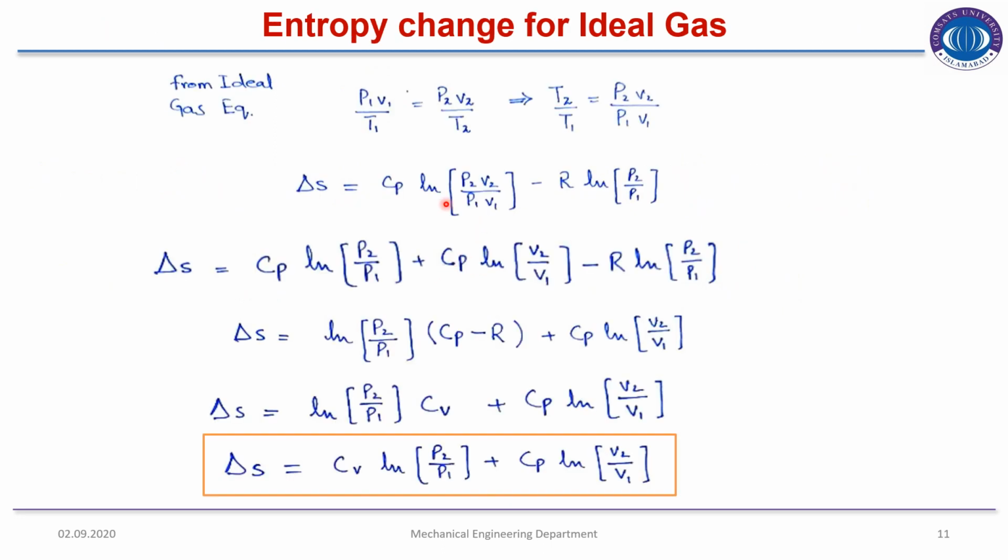So now we will find a relation for change of entropy for ideal gas that does not contain the ratio of temperature. From the ideal gas equation, we have P1 V1 over T1 is equal to P2 V2 over T2. Basically we have the relation PV is equal to MRT. So M and R are constant, so their corresponding ratio will be the same. Solving it for T2 over T1, we have P2 V2 over P1 V1. So P1 P2 are pressures, V1 V2 are the specific volumes, T1 T2 are the temperatures.